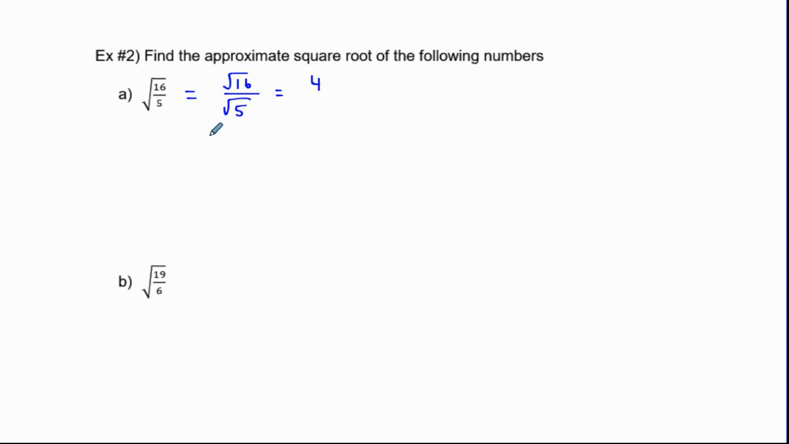And the square root of 5. Okay, so 5 is in between the perfect squares of 4 and 9. The square root of 4 is 2, the square root of 9 is 3, and 5 is much closer to 4 than 9. So this is probably going to be like 2.1-ish or 2.2-ish, so probably more around 2.2, right? And 4 divided by 2.2, sorry, I get approximately, that's what this wavy equal sign means, approximately 1.82-ish. Okay, so the square root of 16 over 5 is going to be about 1.82.